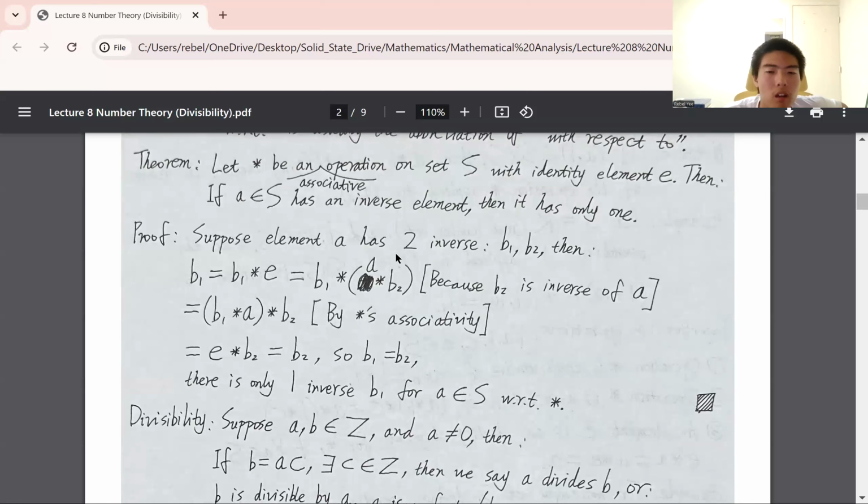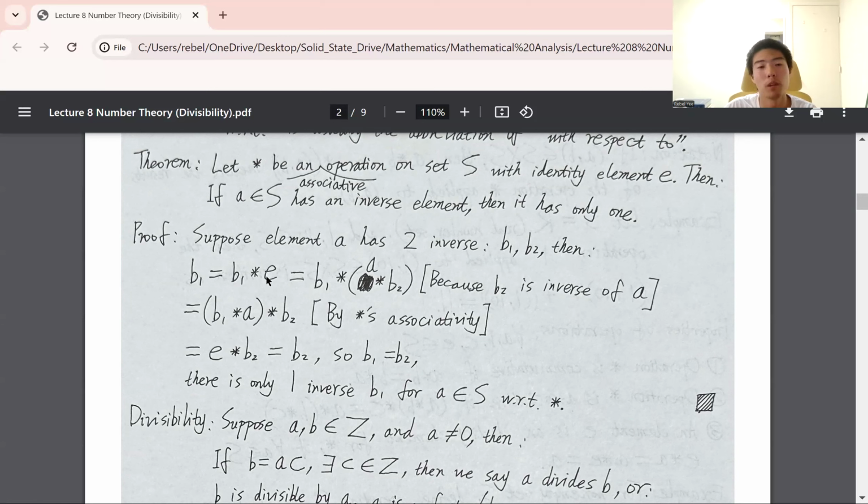Here we'll do the proof of it. First, suppose A has two inverses, right? And we'll show B1 and B2 are the same. So first we write B1 is equal to B1 star with E.